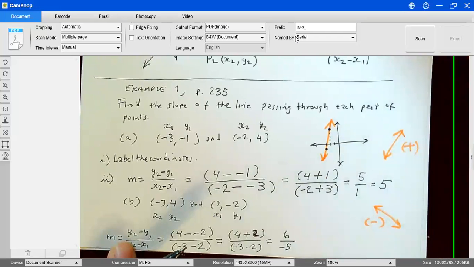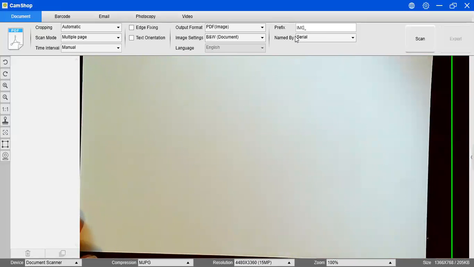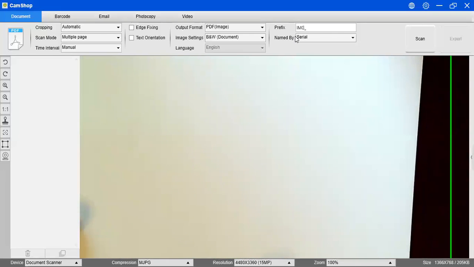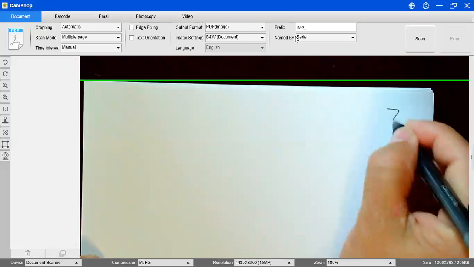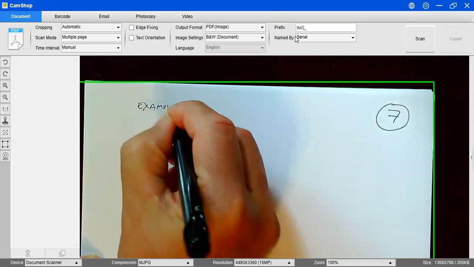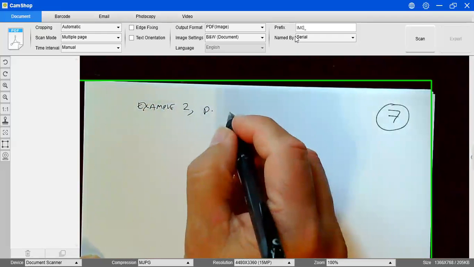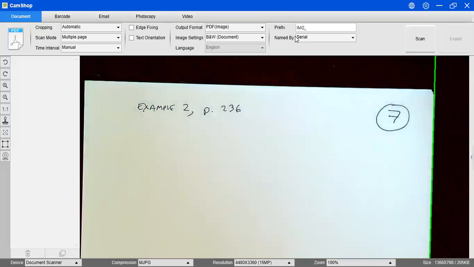So that's example 1. I'm going to solve one more example, and then I'm going to give you the final set of problems to complete your assignment corresponding to classwork 3A. So this is example 2, on page 236. We're going to find the slope of the line.